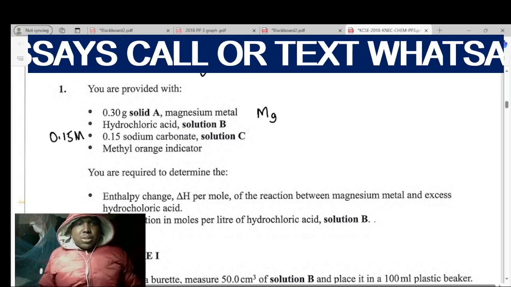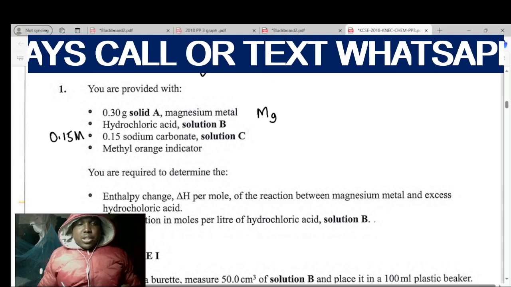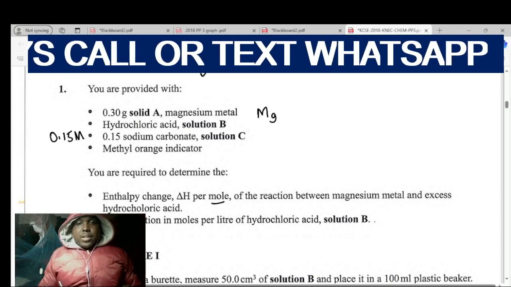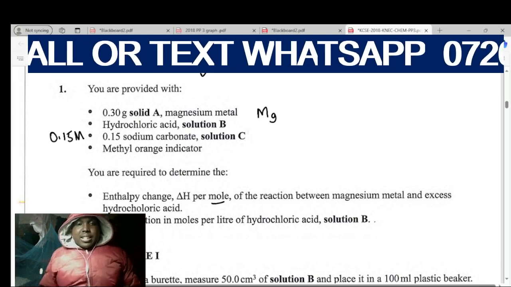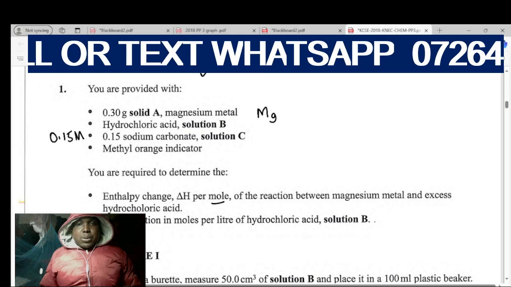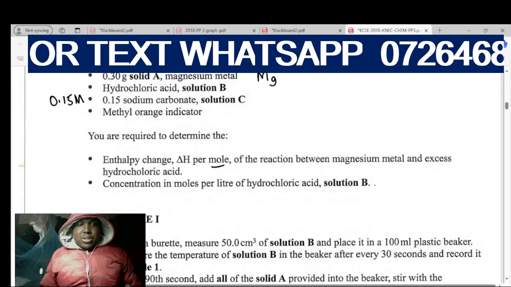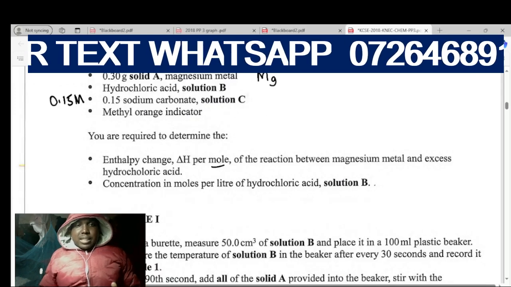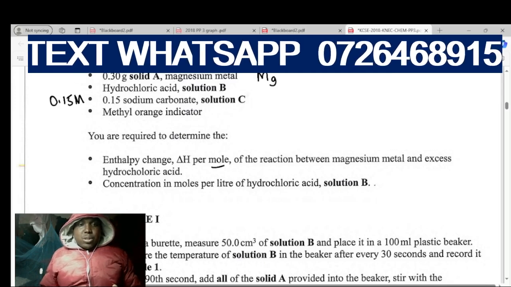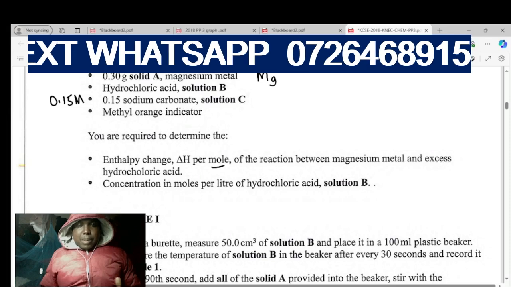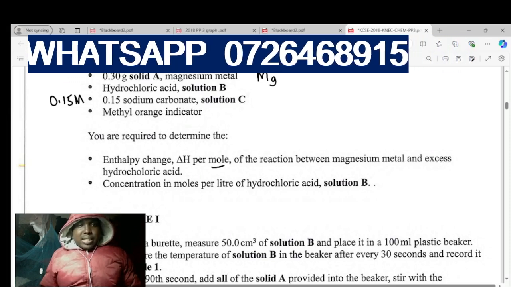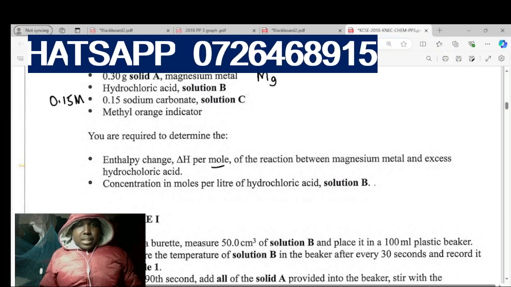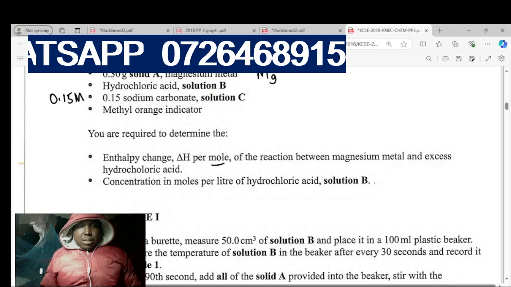You are required to determine the enthalpy change per mole of the reaction between magnesium metal and excess hydrochloric acid. So remember, a metal with hydrochloric acid gives us a salt, and a gas is going to be produced. And then determine the concentration in moles per liter of hydrochloric acid, solution B. Procedure.